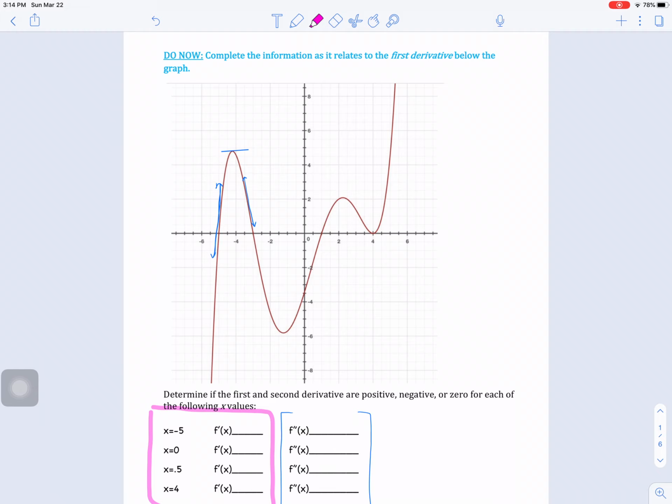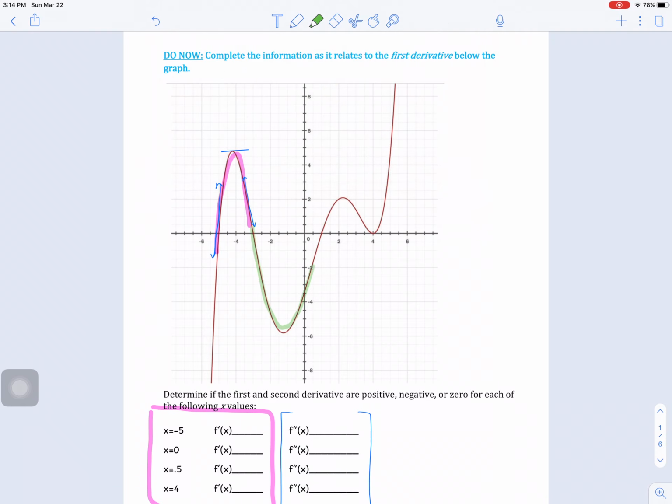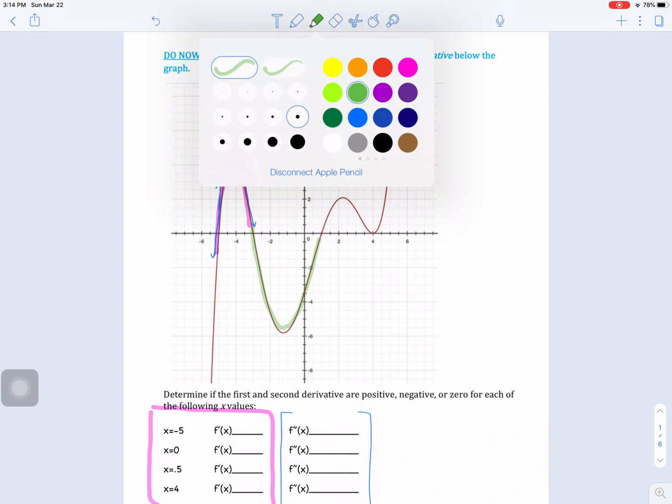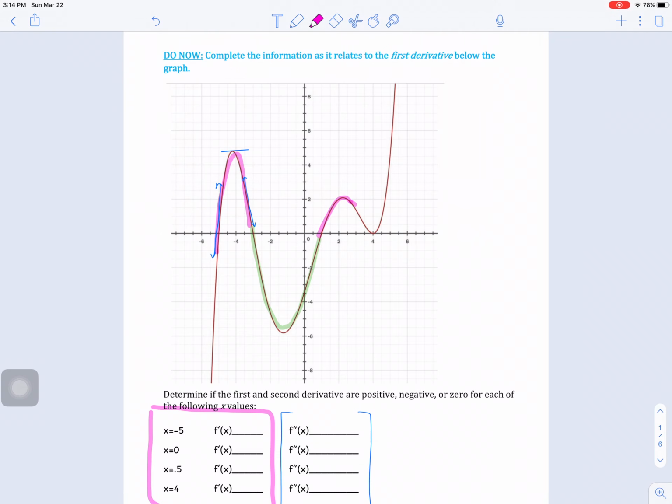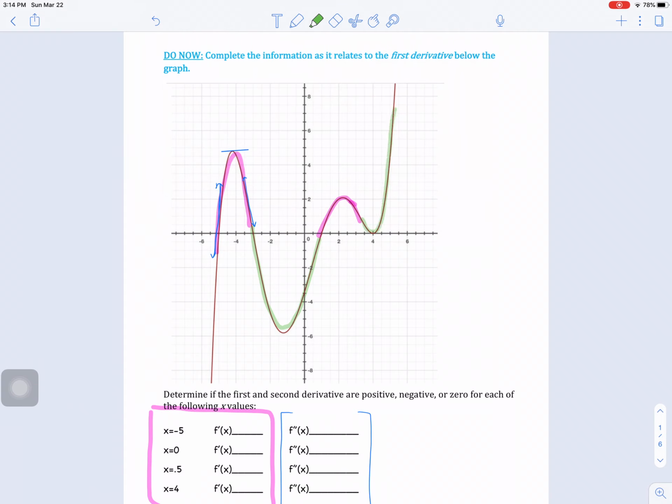So if you look at this graph, for example, it is concave down in this section and then concave up in this section and then concave down again and then concave up. So the concavity is changing. And what we're going to use our second derivative for is to evaluate what is the concavity and where are those points where the concavity is changing.